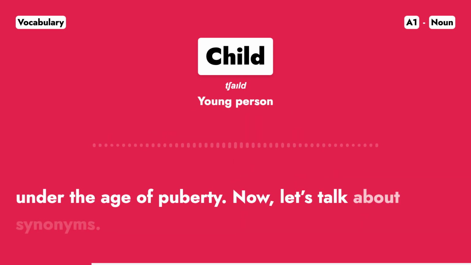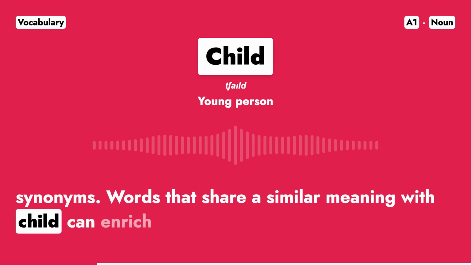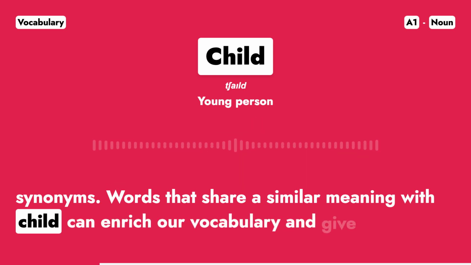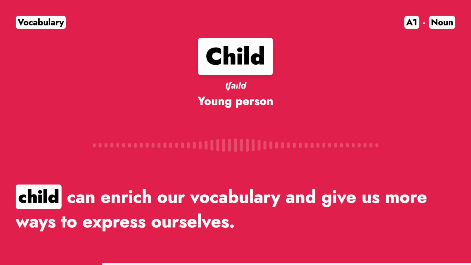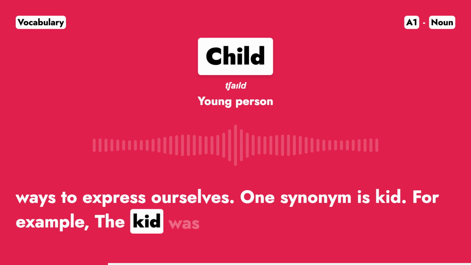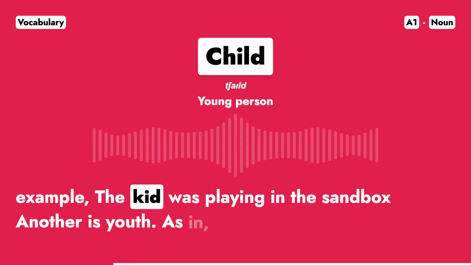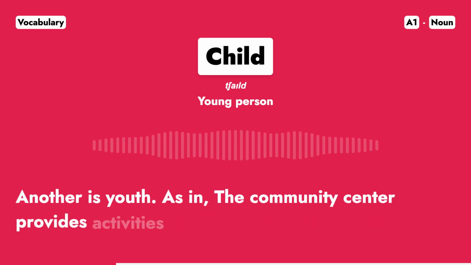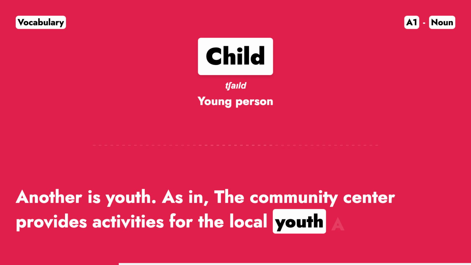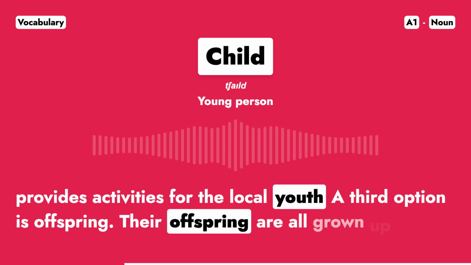Now, let's talk about synonyms. Words that share a similar meaning with child can enrich our vocabulary and give us more ways to express ourselves. One synonym is kid. For example, the kid was playing in the sandbox. Another is youth, as in, the community center provides activities for the local youth. A third option is offspring. Their offspring are all grown up now.